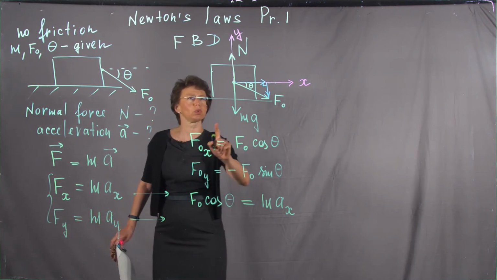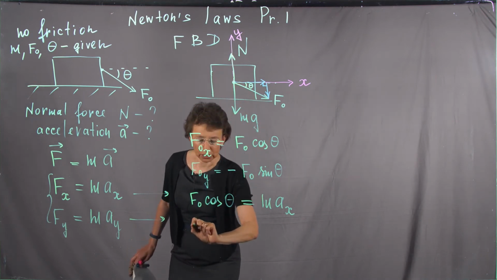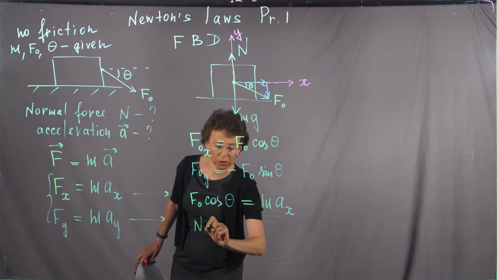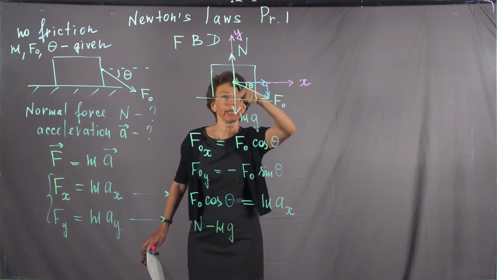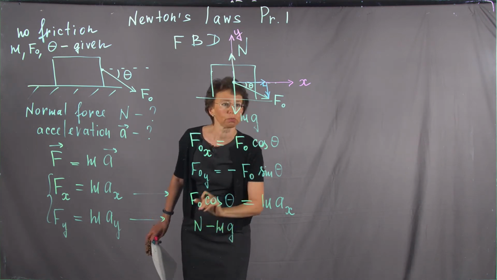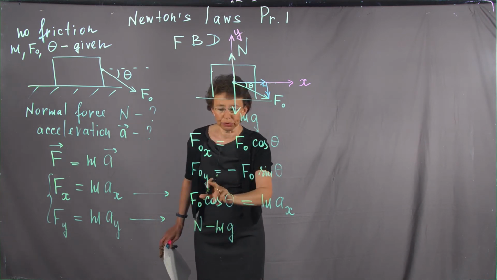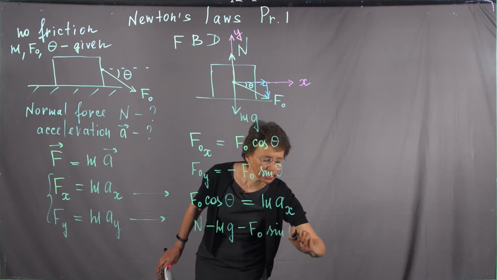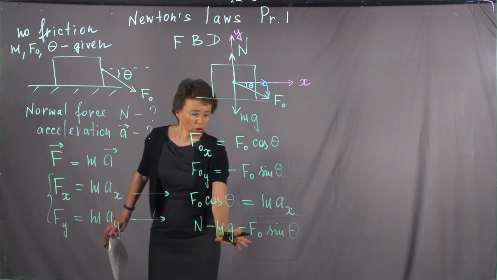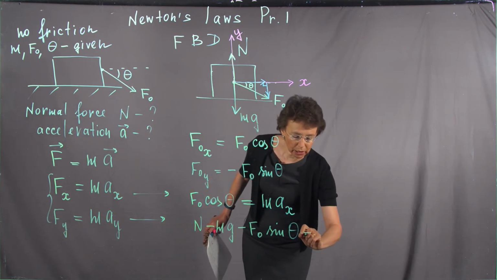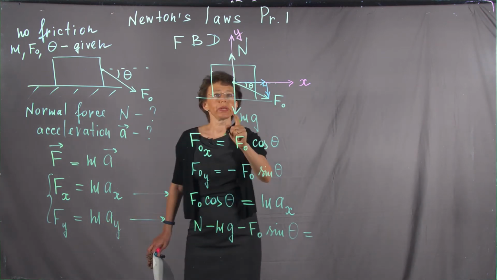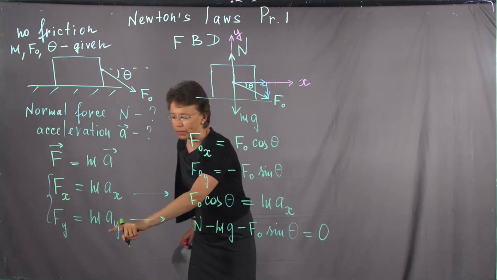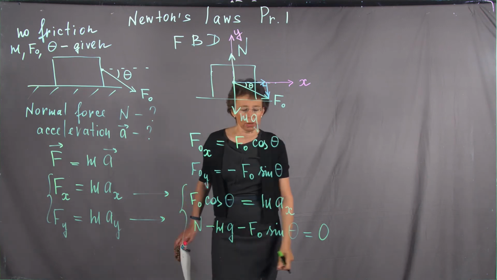What is net force in y direction? Normal force has positive projection with my choice of y. Gravity will come with minus because it is along negative direction of y. It has negative projection in y. And then F naught y also has negative projection. So this is F sub y, net force in y direction, and this is equal to m a y. But the acceleration of the block in y direction is 0, so I'll put 0 here because a y is 0.